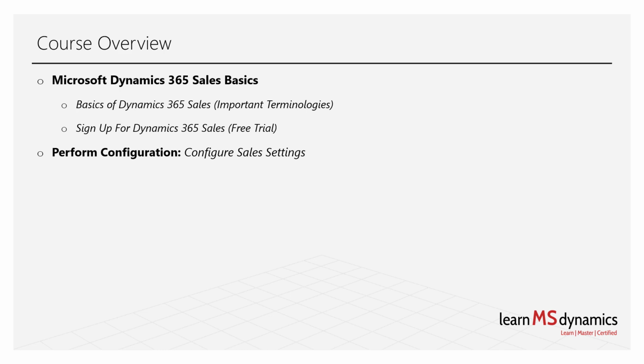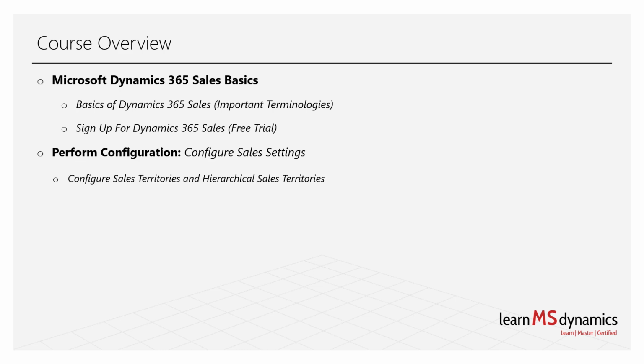The first topic is perform configuration. In that you will learn about configuring settings. When you want to implement Dynamics 365 for a client, you need to first configure certain areas of Dynamics 365 Sales and then only you can ask your customer or users to start using the application, right? So these are the basic configurations that you must be aware of and you must do before your client actually starts using the application.